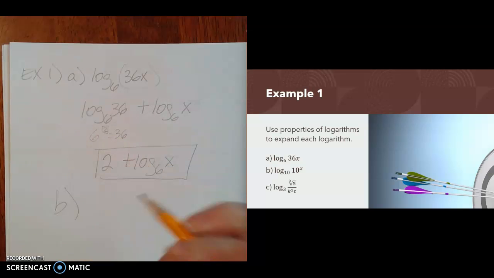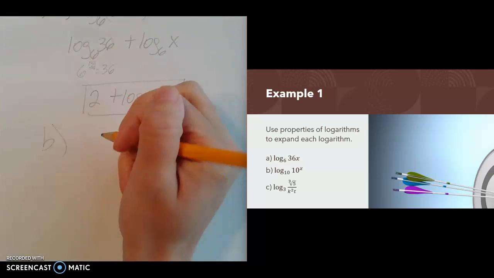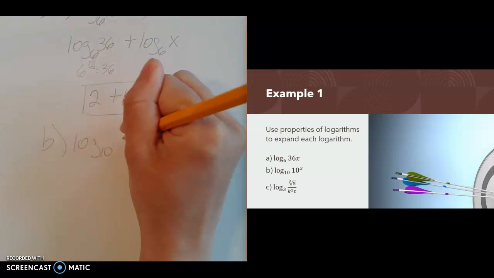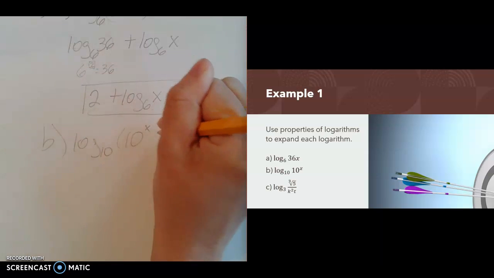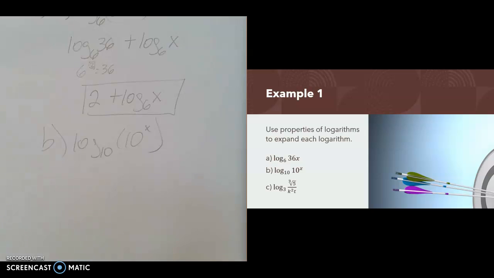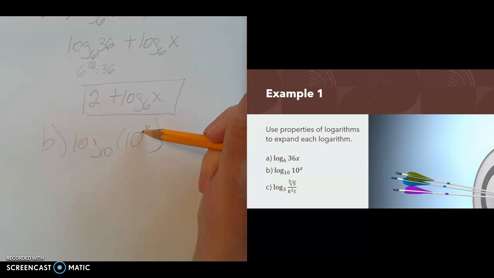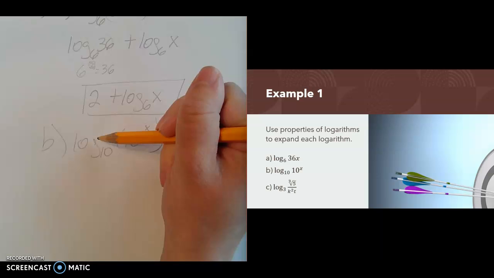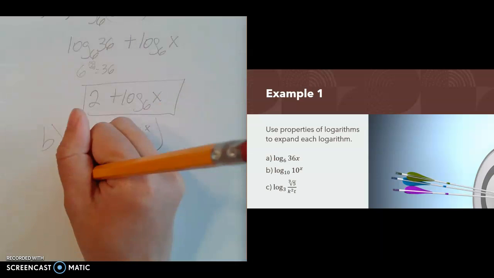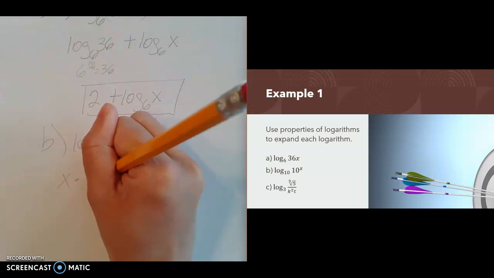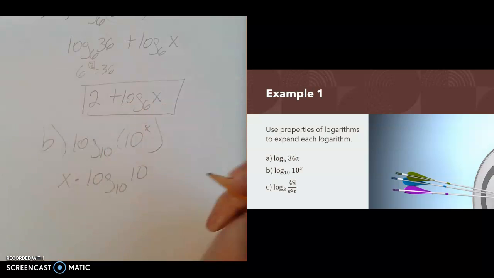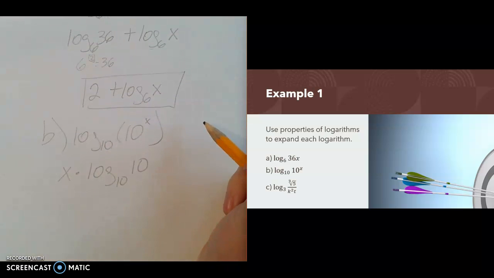All right, let's look at another one. We've got the log base 10 of 10 to the x. Kind of like putting parentheses, so I realize what all is inside of the logarithm. This one we have something raised to an exponent, so I'm going to use that power property. The power property tells me that I can take that exponent and move it out front and multiply it by the logarithm. So this is going to be x times the log base 10 of 10.